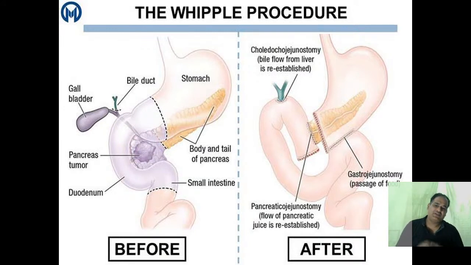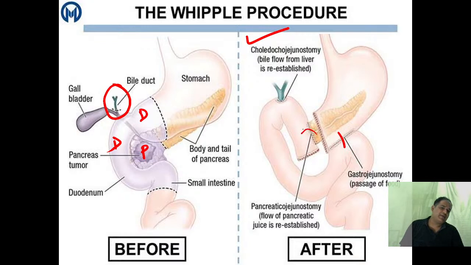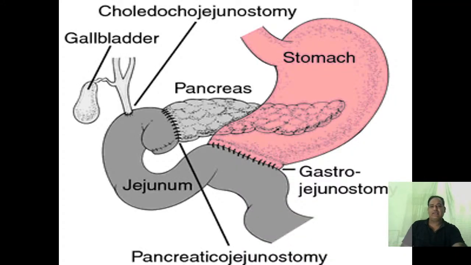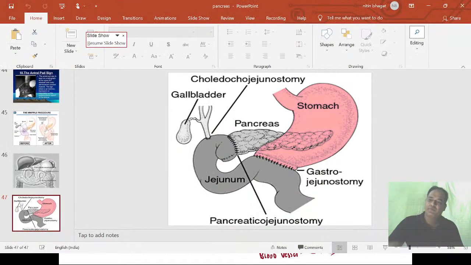Whipple operation. What do we do? What areas do we cut? Because there is tumor in the pancreas, we are going to cut the head of the pancreas. Now, because the areas close by may have cancer, we are going to cut the distal stomach, the duodenum, and the distal common bile duct, and we are going to have 3 anastomoses. Common bile duct will join with the jejunum. Stomach will join with the jejunum, and the remaining pancreas also will join with the jejunum. That is your Whipple operation.